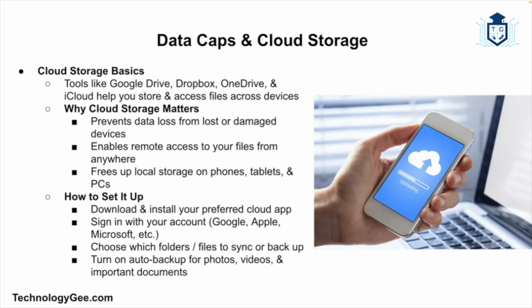Now, how do you set this up? Well, you're going to install the relevant cloud application. You're going to sign in and select the folders or files that you want to synchronize. And then you're going to choose auto backup options to back up your photos, videos, docs, or whatever it is that you want to synchronize.